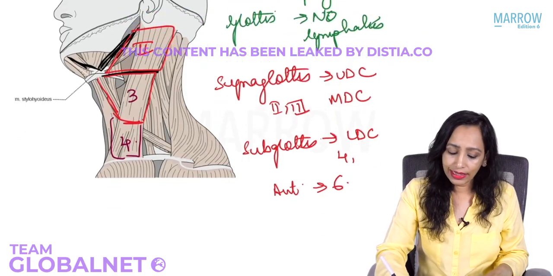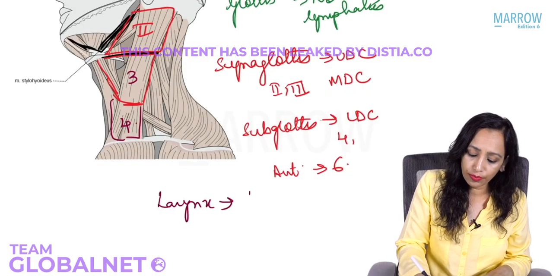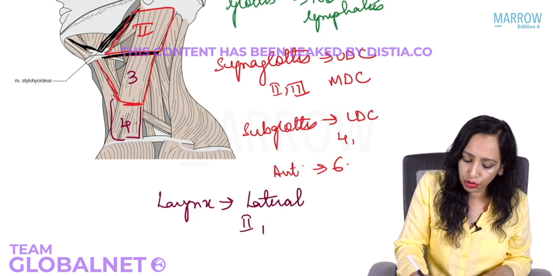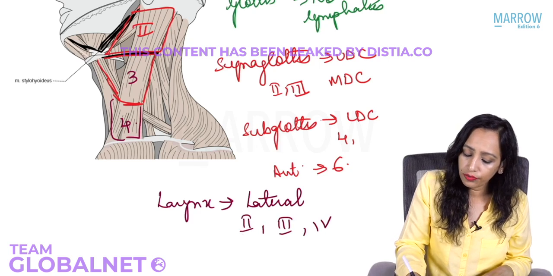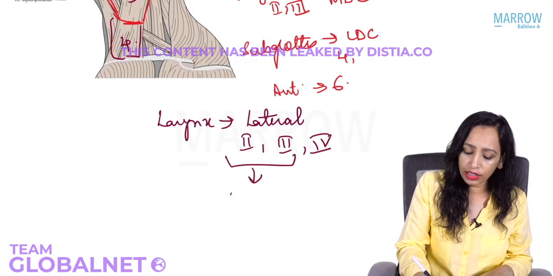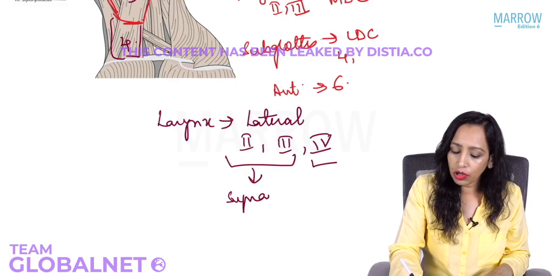So if I ask you which lymph nodes the larynx drains into, the larynx drains into the lateral group of lymph nodes. Which are the lateral group? Lateral group is 2, 3 and 4. Out of which the supraglottis drains into 2 and 3, and the subglottis drains into 4.